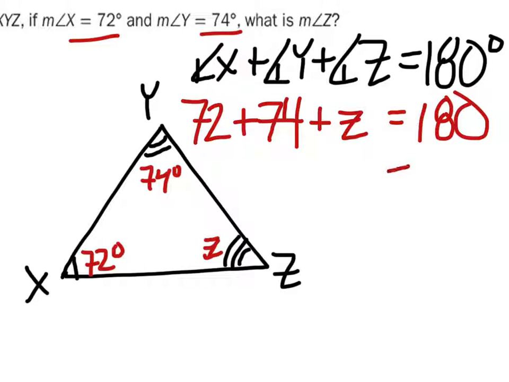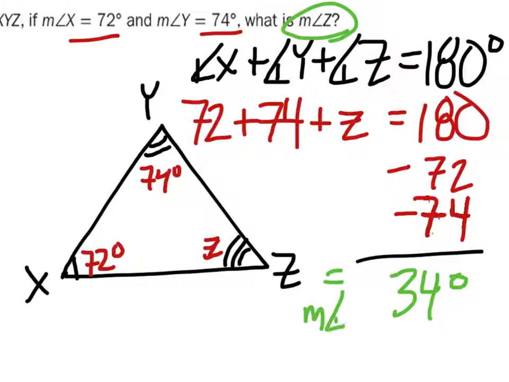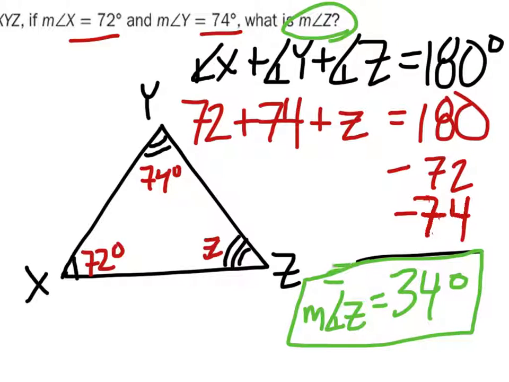So that's what we're going to need to solve for. So yes, some of you realize you'll just subtract 72 and 74 from this side. And from here we just solve. So angle Z is going to equal this 180 minus 72 minus 74, which is 34 degrees. So from looking at this, we can see that the measure of angle Z equals 34 degrees. And that's my answer.